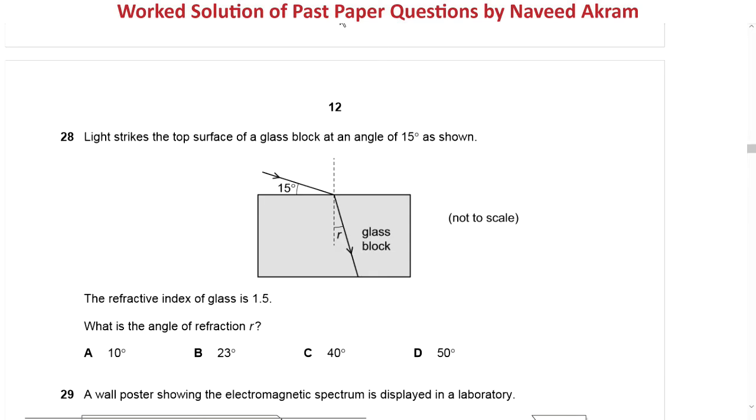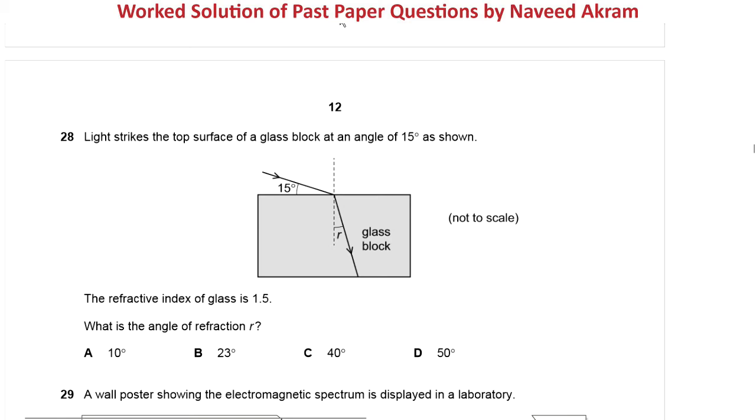Next question is from the same paper, May-June 2017, paper 1, variant 1, and this is question number 28. Light strikes the top surface of a glass block at an angle of 15 degrees as shown. The refractive index of glass is 1.5. What is the angle of refraction R? Please pause the video and try to calculate the angle of refraction. Okay, I hope you would have done that.